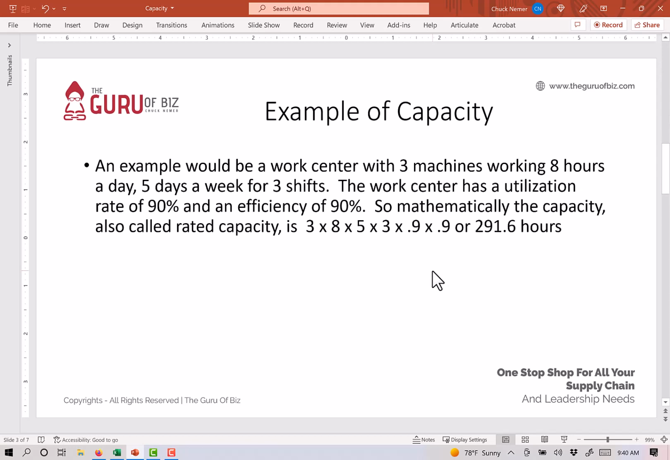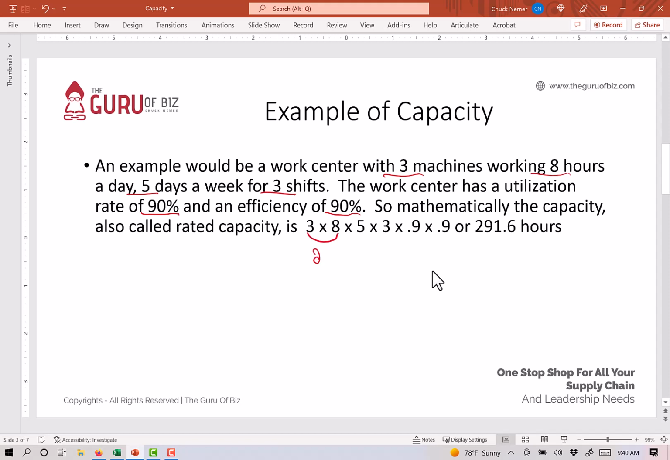Let's take you through a quick example here of a work center that has 3 machines working 8 hours a day, 5 days a week, and 3 shifts. Now, out of all that time, the work center can utilize 90% of all the available time. And with the remaining time, it is pretty efficient. It is 90% efficient. So mathematically, what we call rated capacity would be as below here.